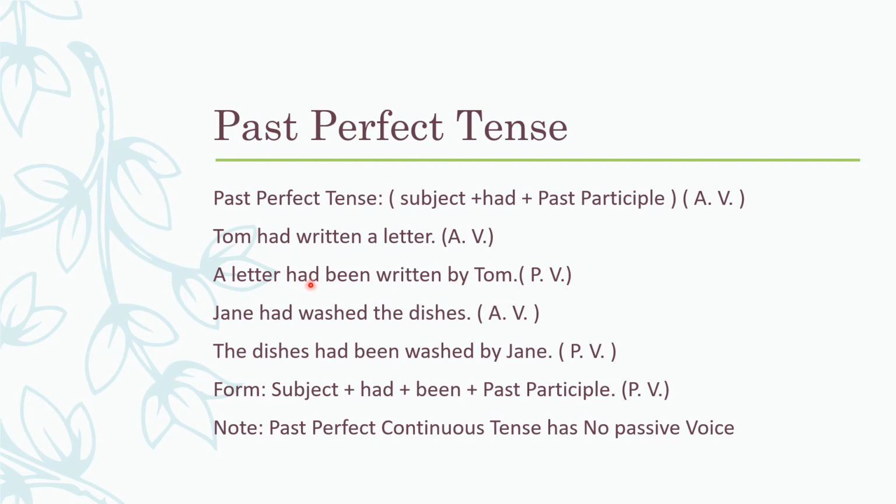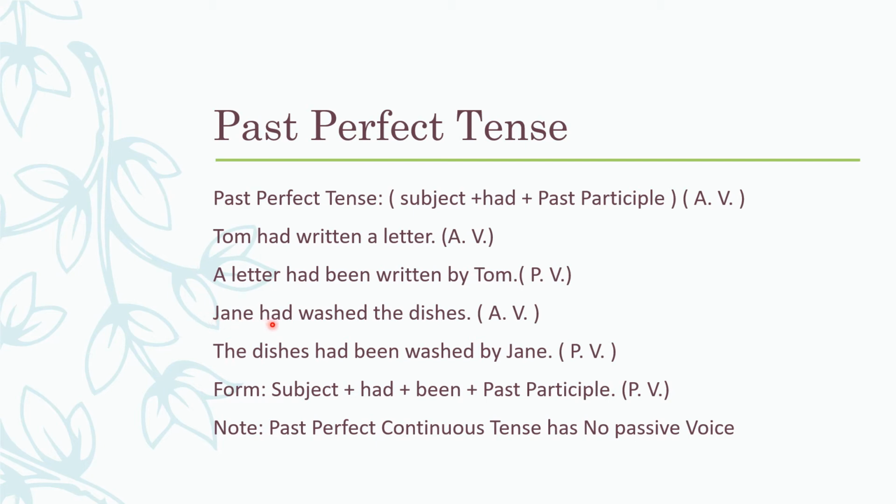Then you will write had, been, and the past participle. So look at this form. Subject, had, been, and the past participle. This is the form of the passive voice, past perfect tense. So the sentence, a letter had been written by Tom.